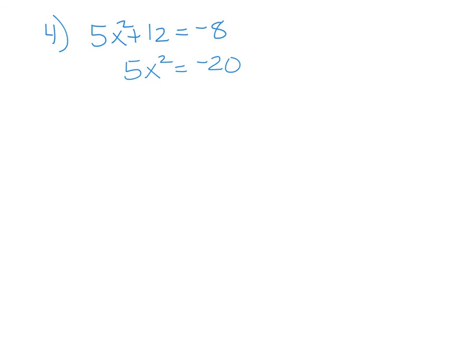So here it is. Last example. You could have 5x squared plus 12 equals negative 8. Okay, let's try the new method. Isolate the squared term. So subtract 12 from both sides. And then divide both sides by 5. And then to get rid of a squaring, opposite of squaring is take the square root.